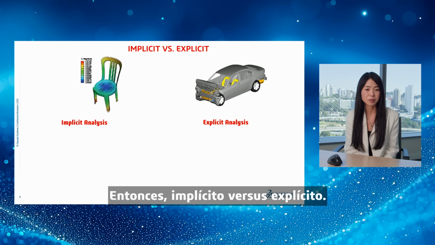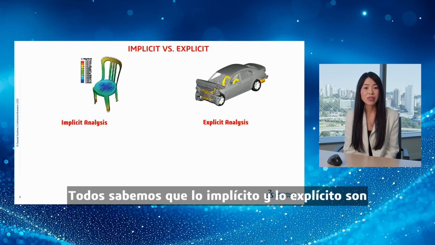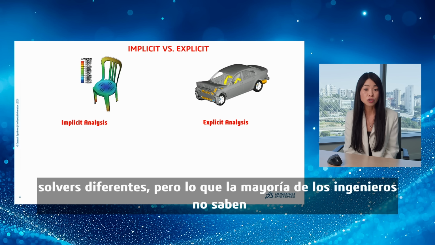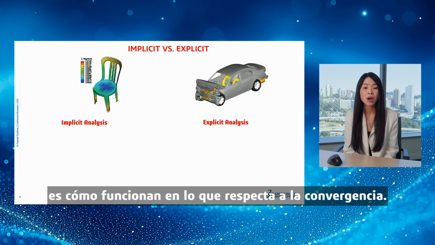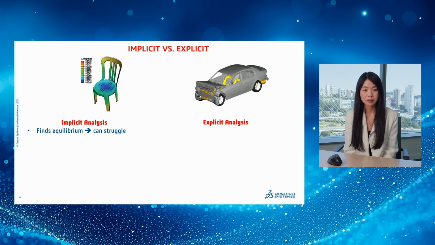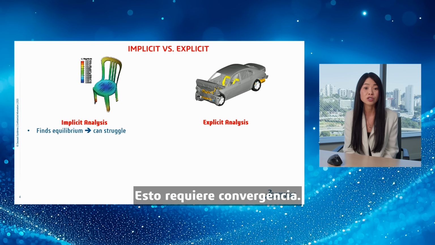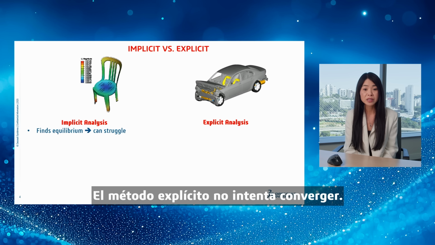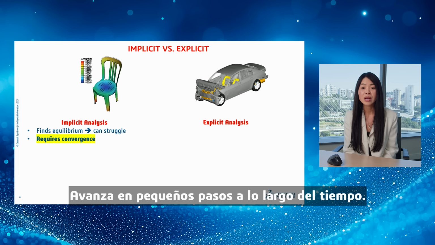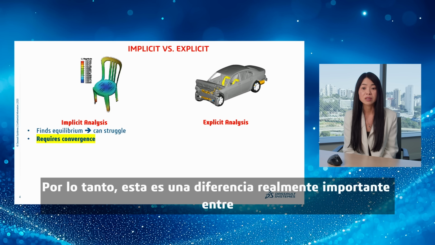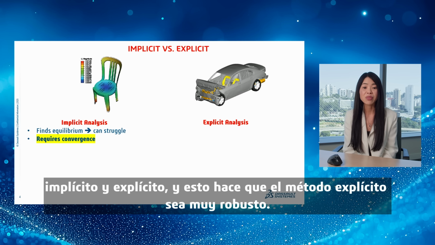So, implicit versus explicit. We all know that implicit and explicit are different solvers, but what most engineers don't know is how they work when it comes to convergence. Implicit tries to find equilibrium. It requires convergence. Explicit does not try to converge. It comes forward in small time steps. So this is a really important difference between implicit and explicit. And that makes explicit very robust.